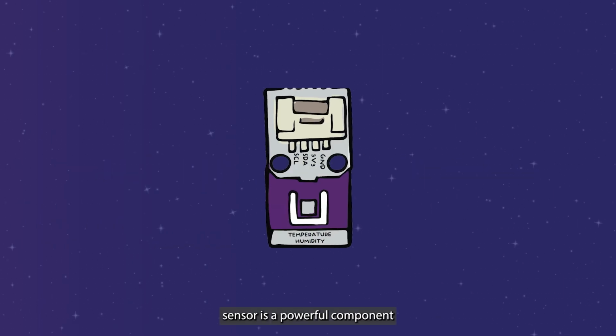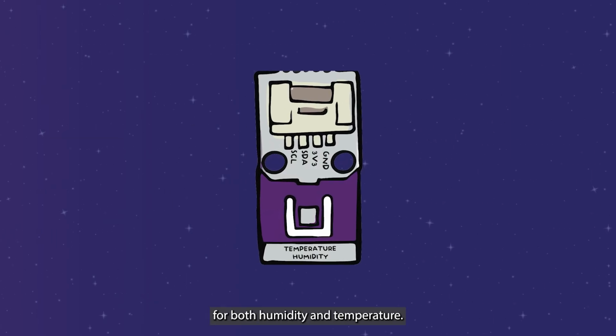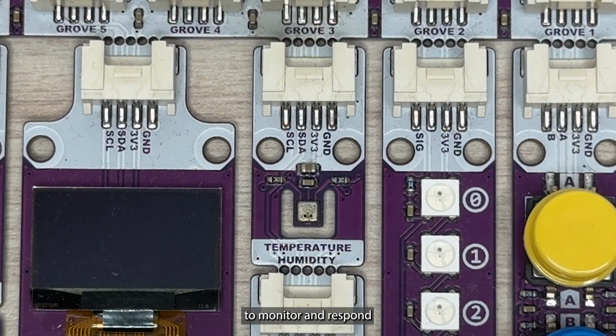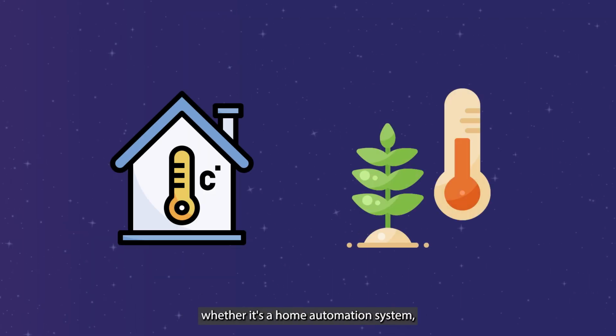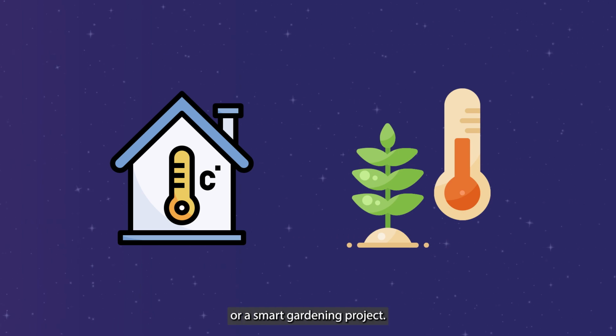The AHT sensor is a powerful component that provides accurate measurements for both humidity and temperature. Imagine having the ability to monitor and respond to changes in your project's environment, whether it's a home automation system, a weather station, or a smart gardening project.